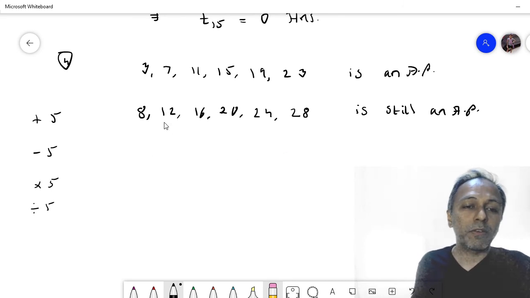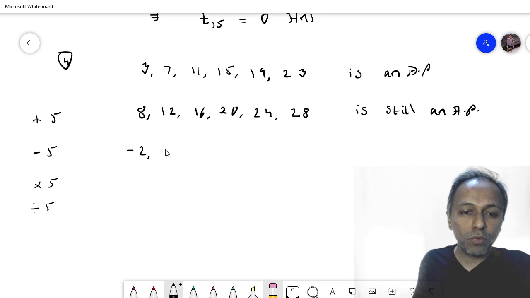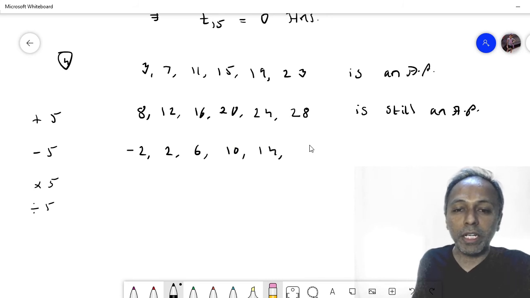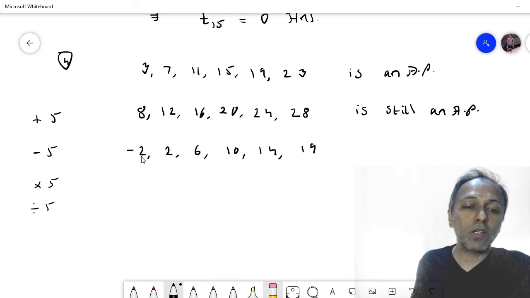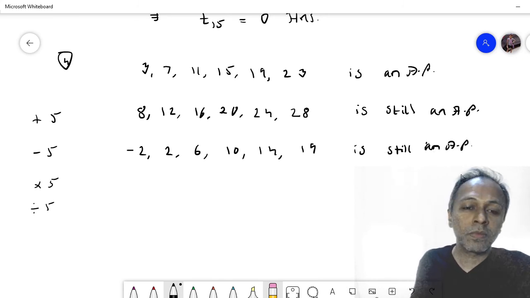Let us subtract 5 from every element. 3 minus 5 will become minus 2. 7 minus 5 is 2, and continue. 11 minus 5 is 6. Continue subtracting 5 from every term, and this is your result. 2 minus of minus 2 is 4. 6 minus 2 is 4. We can say this is still an AP.